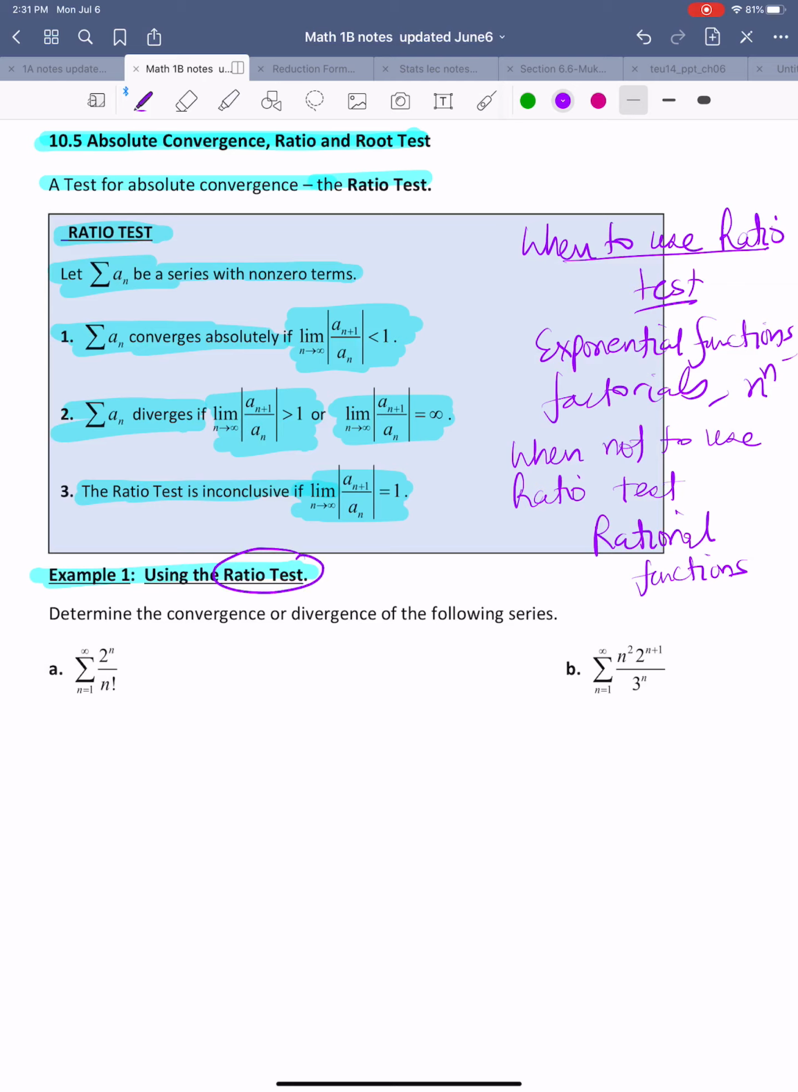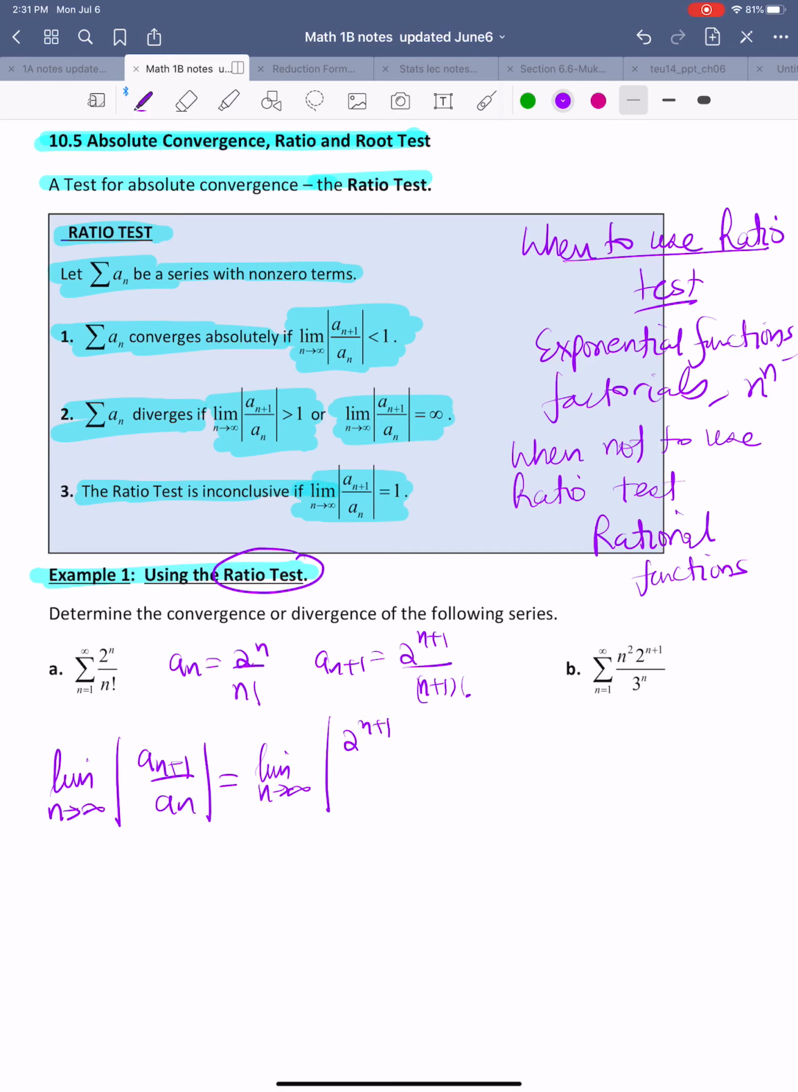So we're going to practice the ratio test, and again it tells us about absolute convergence. Okay, so a_n is 2 to the power n over n factorial. a_(n+1) is 2 to the power n+1 over (n+1) factorial. So using the ratio test, we say the limit as n goes to infinity of a_(n+1) over a_n equals the limit as n goes to infinity of 2^(n+1) over (n+1) factorial divided by a_n. Dividing simply means multiplying with the reciprocal.